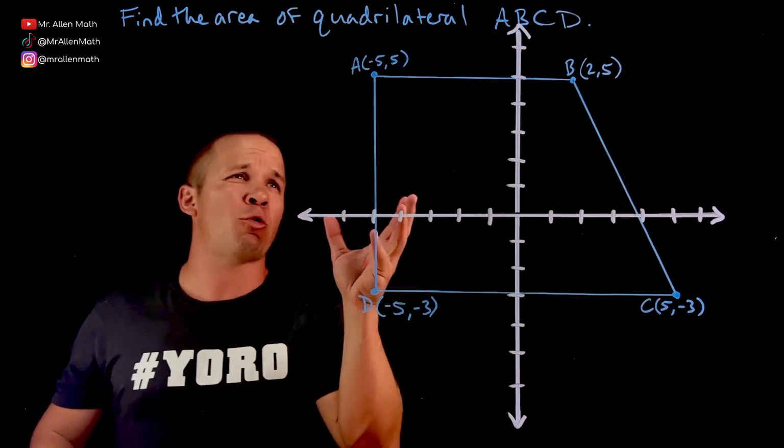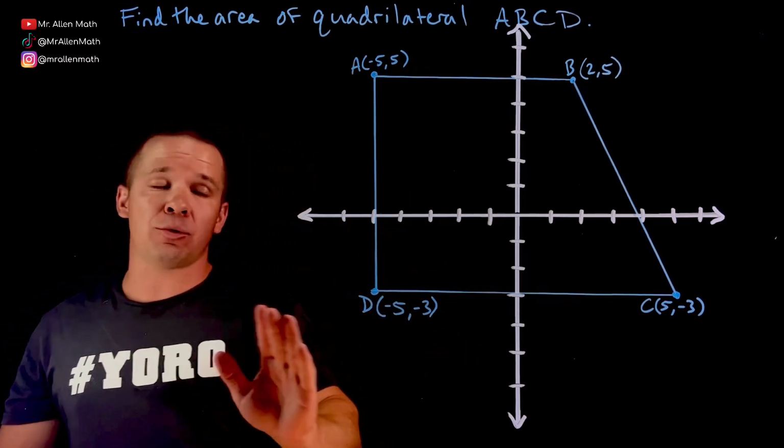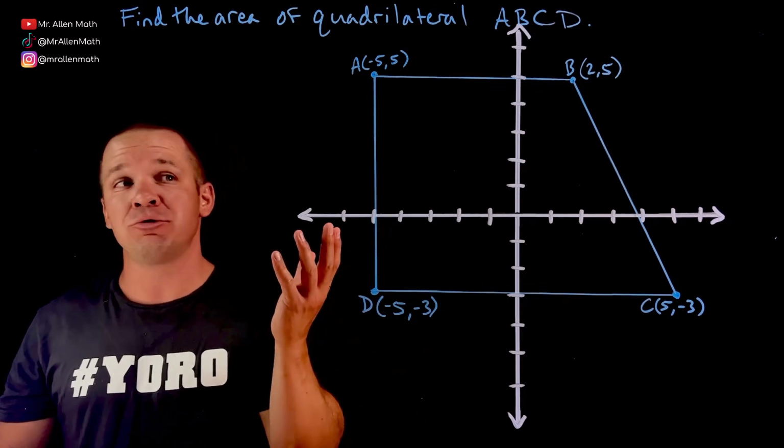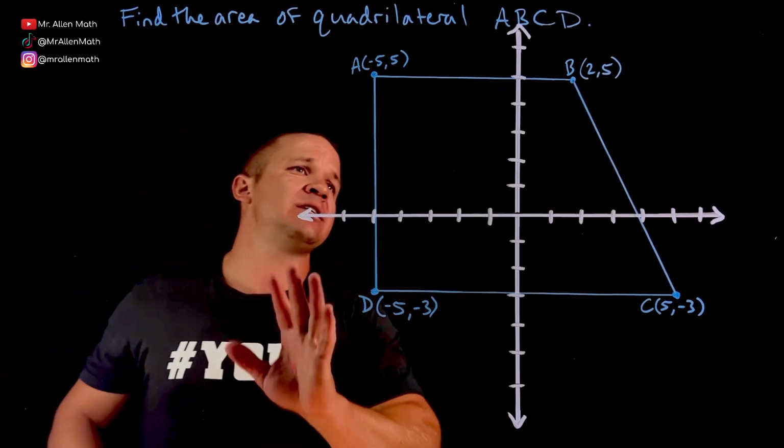We're going to find the area of this quadrilateral ABCD, and usually it does help to figure out what type of quadrilateral it is so we know which area formula to apply. And I'm going to tell you what, this is looking a little trapezoidy to me. Let's see if it is.